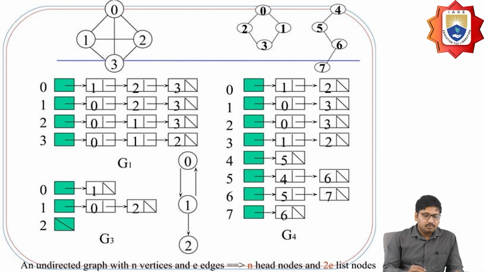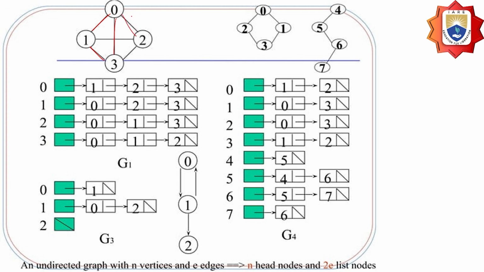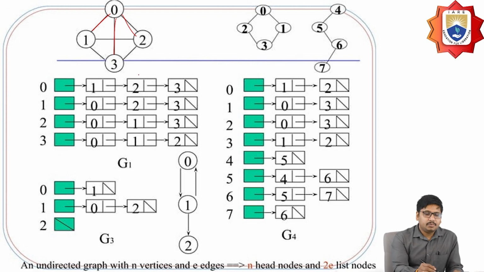Here we have to list out what vertices are there. Then we write the vertices that are connected with 0, which are 1, 2 and then 3. And for 1, what are the vertices that are connected? 0, 3 and then 2. Like this we represent the adjacency list of the graph, for the directed graph as well as the undirected graph.